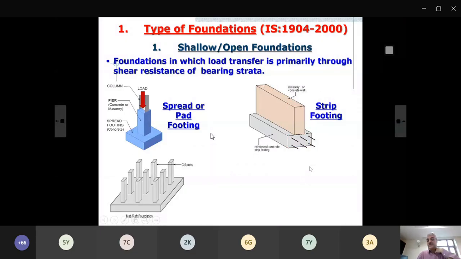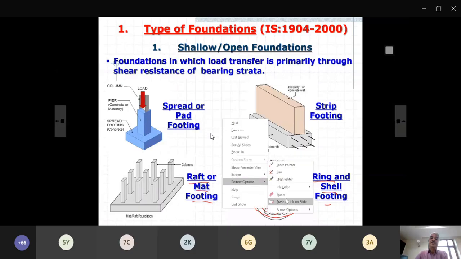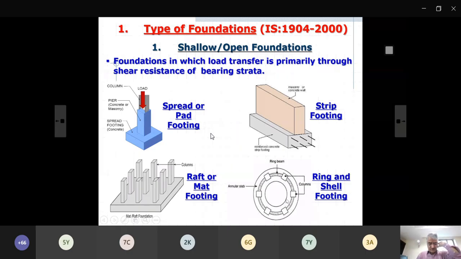Then you also have what is known as mat or raft. When too many columns closely spaced are there, then rather than giving individual spread footing, it is found economical to rest them on a common mat or raft. So this type of footings are raft or mat footing, and you can have circular raft also with annular shape. If your loads are in a circle, like your tank and all, the most common thing, or your structure also may be like that, then you have an annular raft. It is ring and cell footing. This type of footing are ring and cell footing. So these are various types of shallow or open footing.